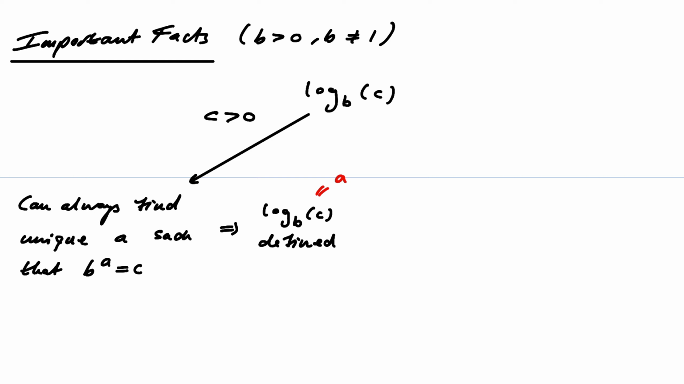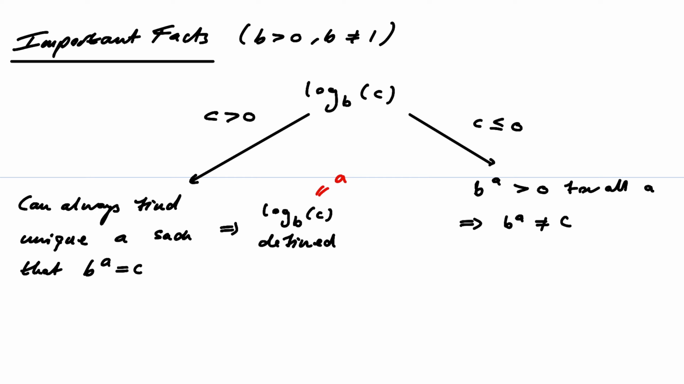Okay, what about if c is negative? Or indeed equal to 0? Well, then it's no good, right? Remember, one of my properties of exponentials was the fact that if b is positive, b to any power is always strictly positive. So b to the a is always strictly greater than 0 for all numbers a. So this implies b to the a can never equal c, ever. So that means no a will work. So that tells me log sub b of c is undefined.